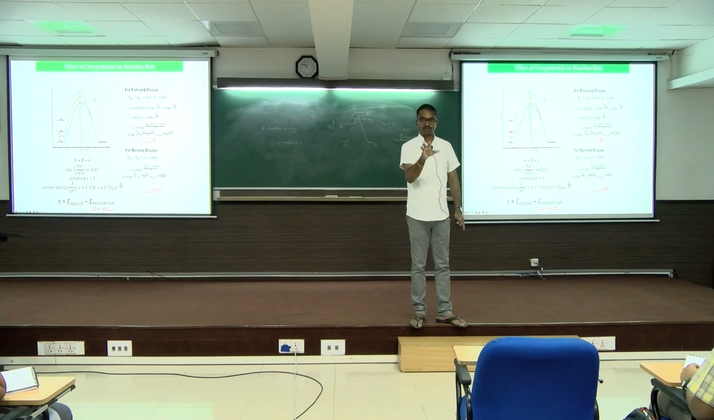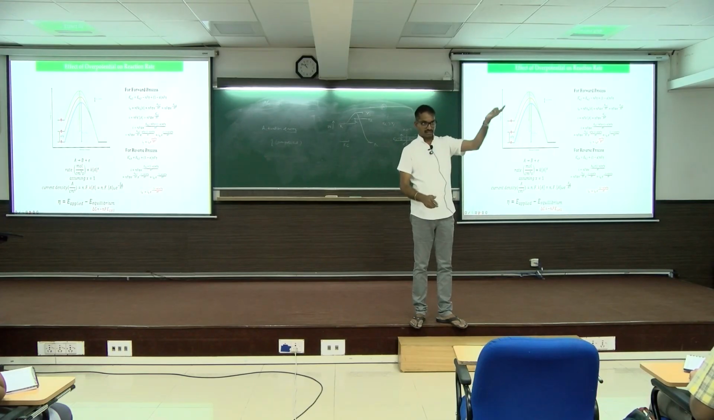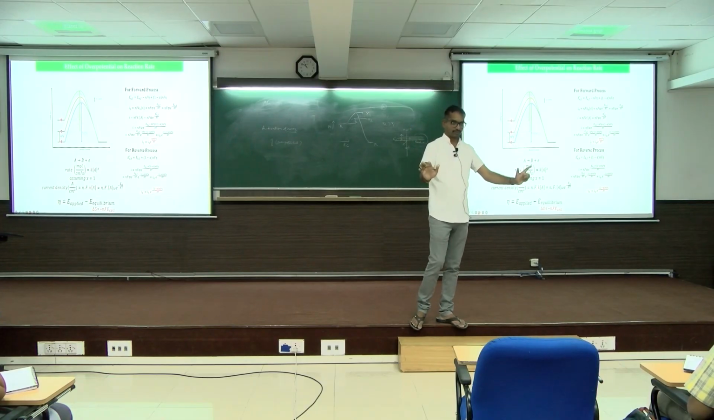You have to have a power source to do this, because power you have to give. So you have to use a power source, which will set different potentials at the electrode with respect to your reference. Okay? This is how you do electrochemistry, very simple.